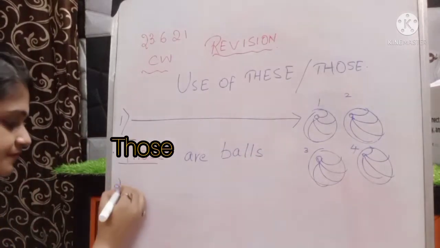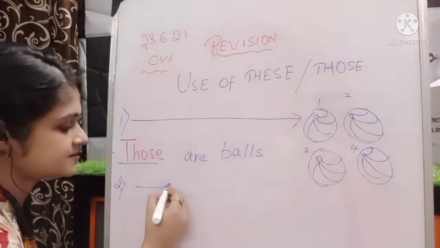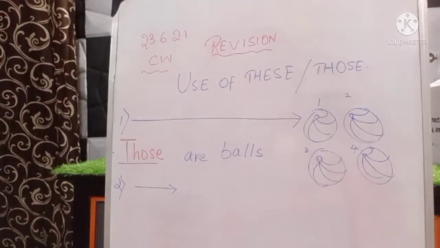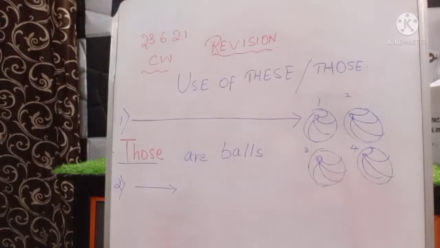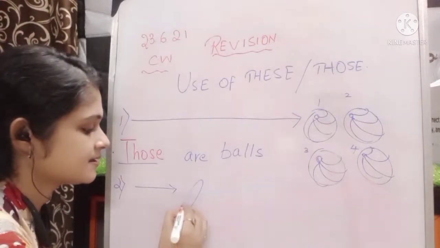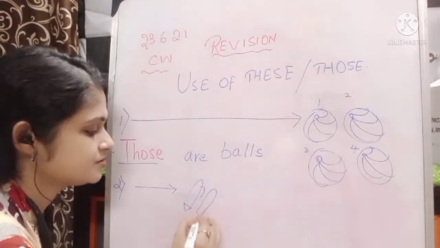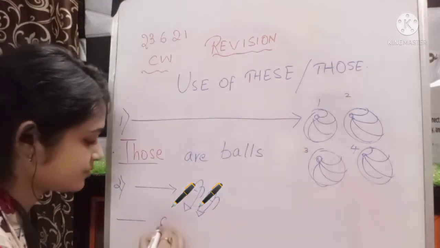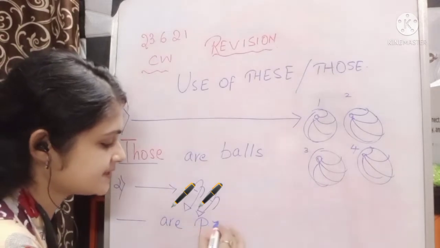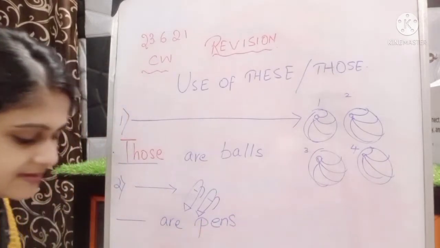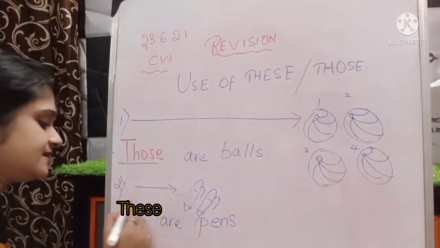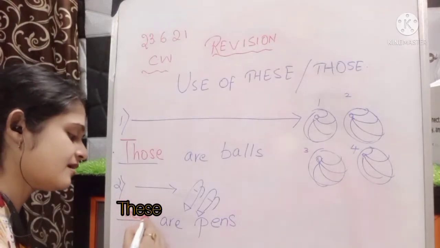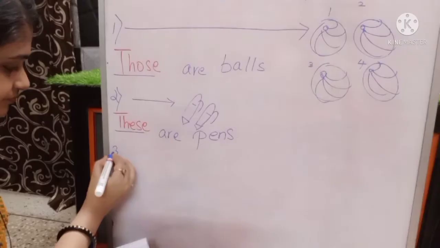Question number 2. Now it's a short arrow and I have drawn 2 pens. Okay. So what will you write? Dash are pens. You will write these are pens. Clear?